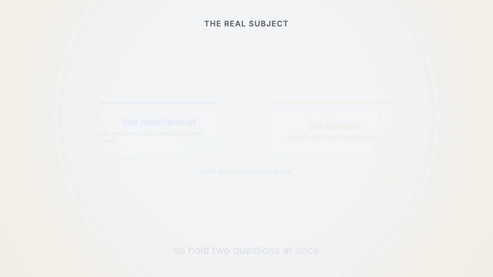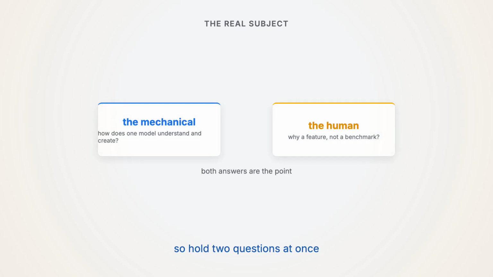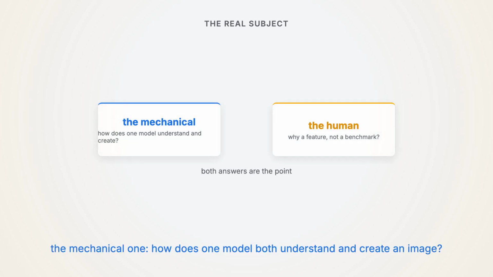So as we go, hold 2 questions at once. The mechanical one: how does one model both understand and create an image? And the human one: why does a feature and not a benchmark actually move millions? Both answers are the point.